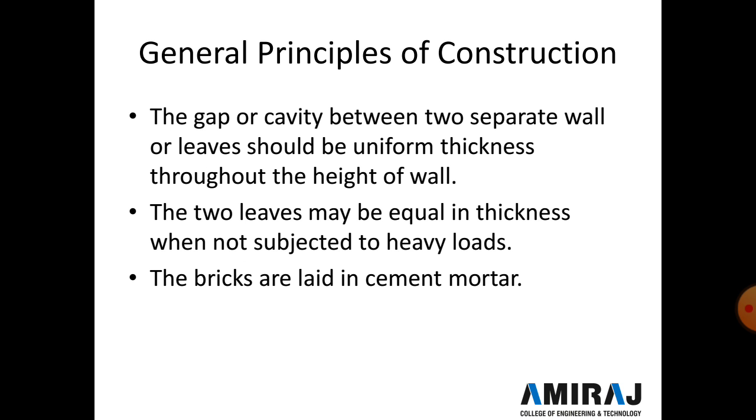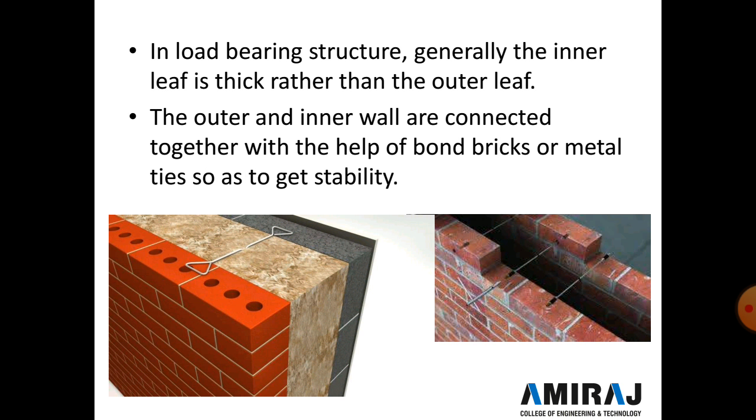Now the general principles of construction. The gap of the cavity between the two separate walls or leaves should be of uniform thickness throughout the height of the wall. It should not be less than 40 mm and should not be more than 75 mm. The two leaves may be equal in thickness when not subject to heavy load. The bricks are laid in cement mortar with a mortar proportion of 1:4. Here 1:4 means one part cement and four parts sand.